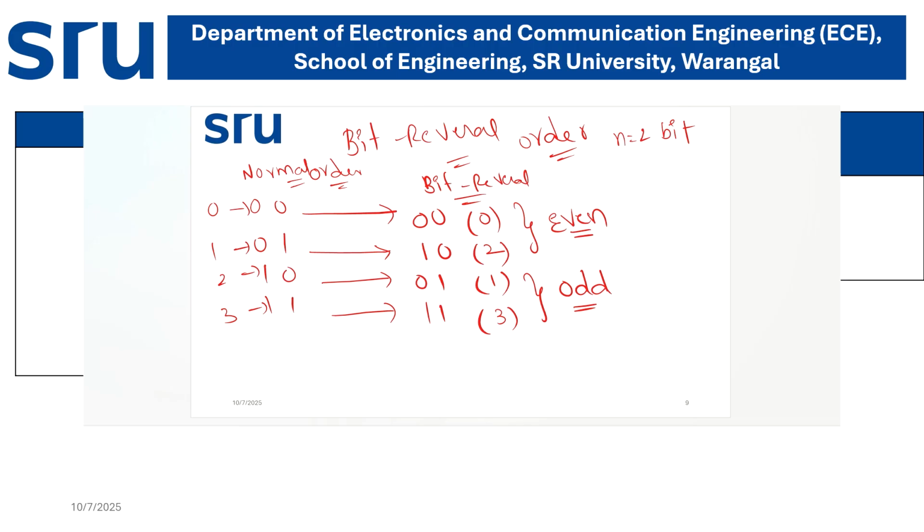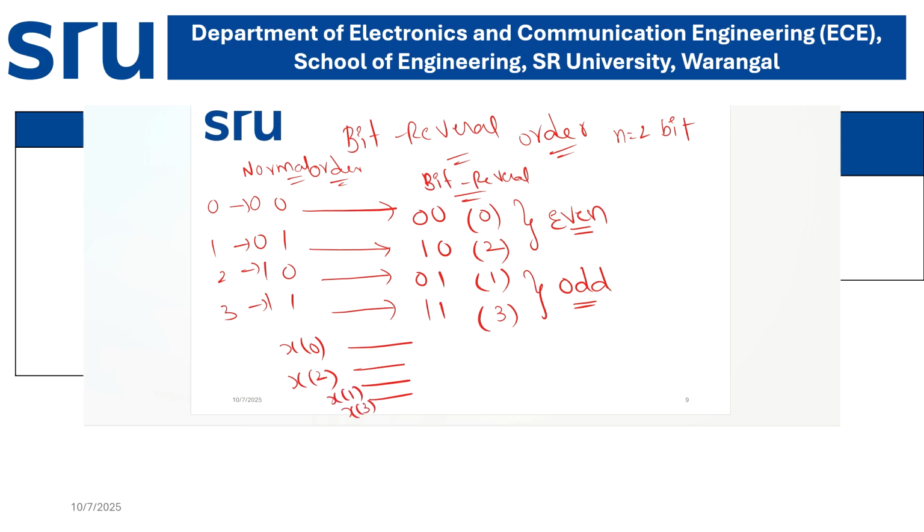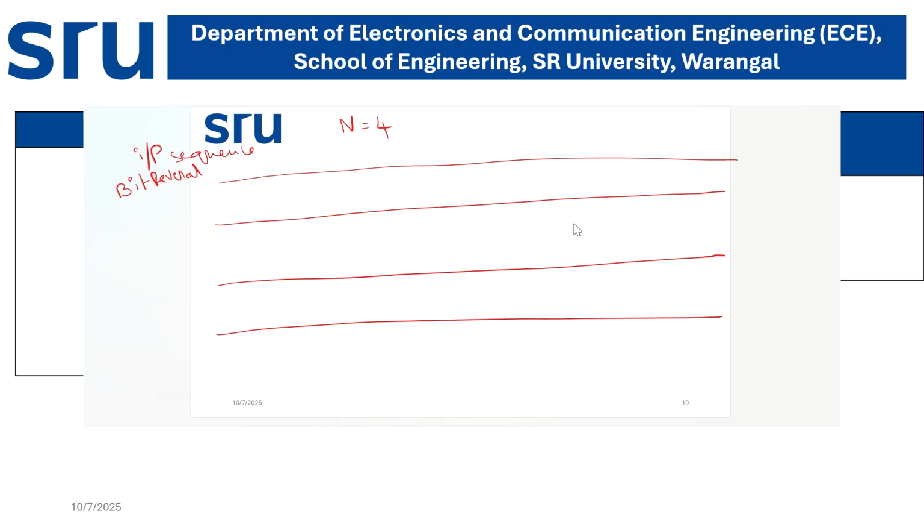So it means whenever we have 4 lines in the bit reversal pattern, the first input is x of 0, the second line input should be x of 2, the third line input should be x of 1 and the fourth line input should be x of 3. Now using the same procedure, the input should be in terms of bit reversal order. So the first input is x of 0, then x of 2, x of 1, x of 3.